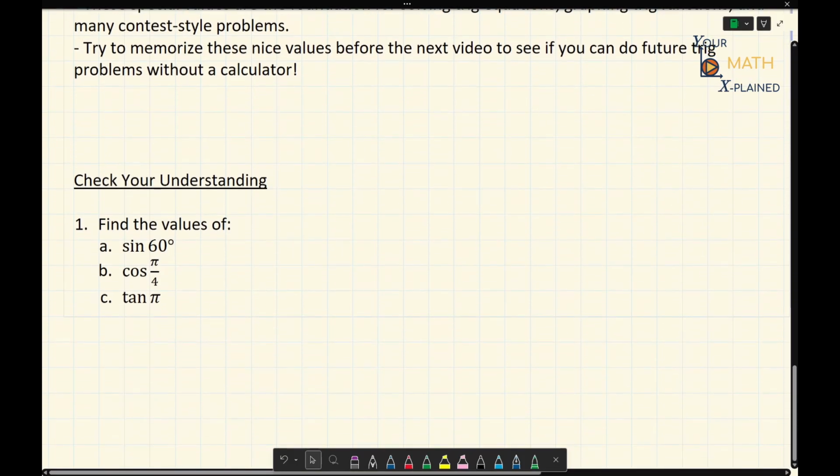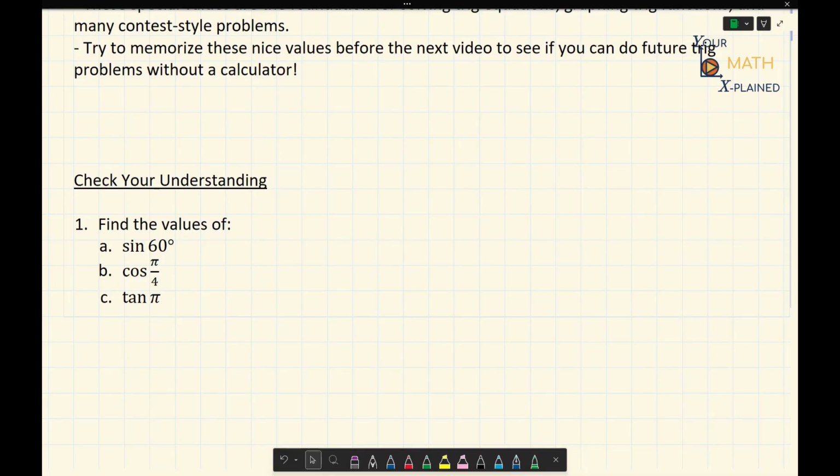And now it is your turn to give this a try. Can you find the values of these 3 problems here without the use of a calculator? Make sure to leave your answer in the comments below and let us know if you'd like to see more content that involves special angles in the future.